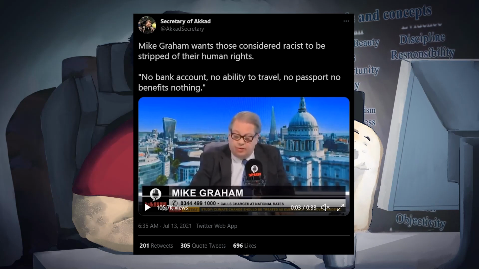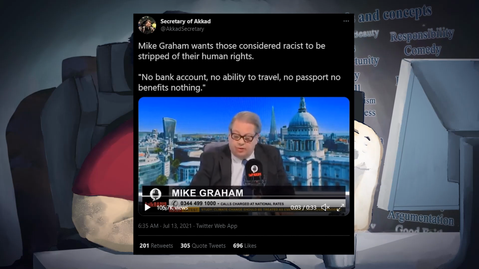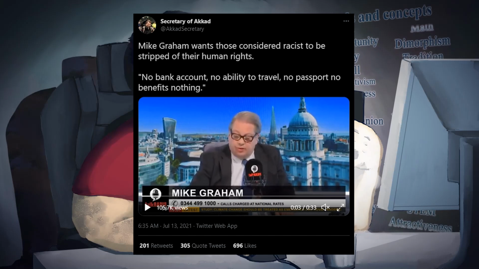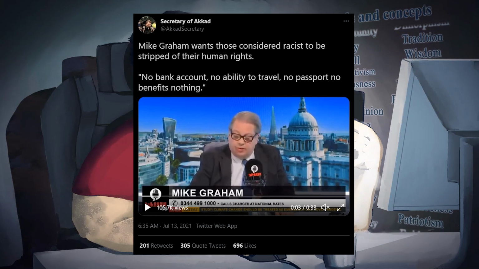No bank account, no ability to travel, no passport, no benefits, nothing. Forget kick it out. Let's kick them out. We don't need them. Britain doesn't need them. Adios, amigos. And you don't like it because I've said that in Spanish. No bank account, no ability to travel, no passport, no benefits, nothing. Of course, these people never call for this regarding, say, pedophiles or rapists. Maybe because they'd hit too many of their own.